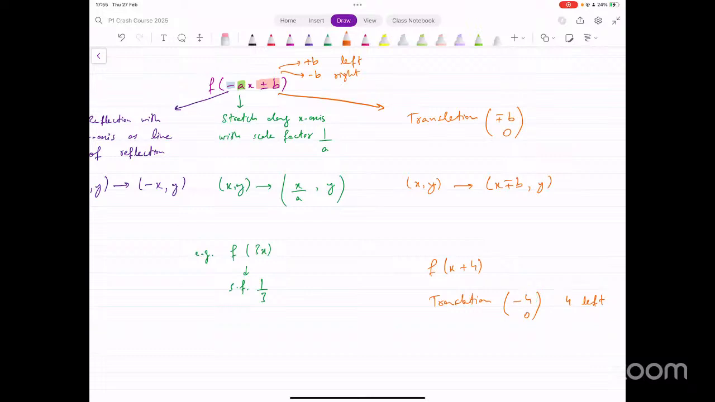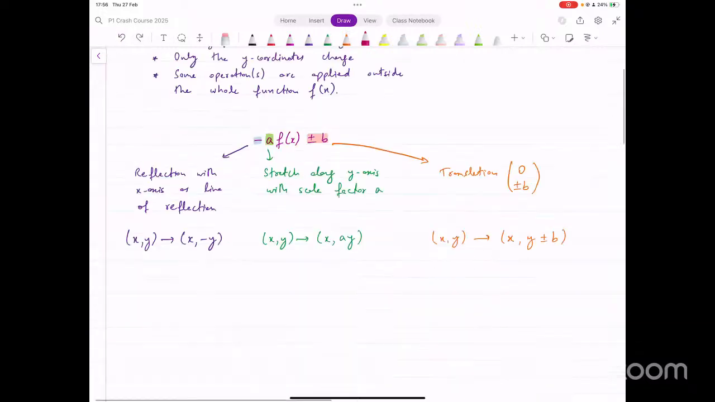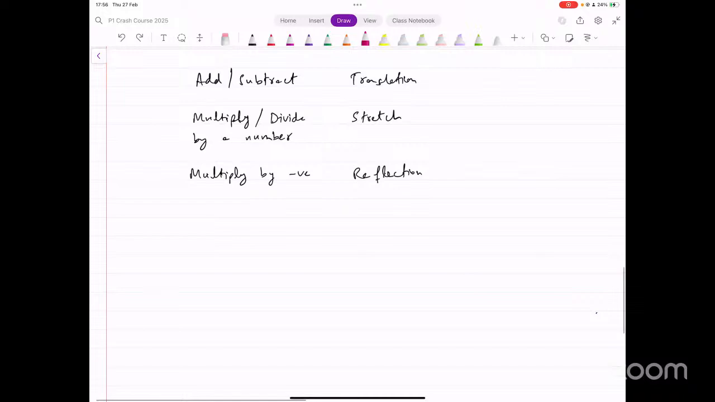So when you write it in the vector form, -4 means 4 left. However, in the function notation, if you have x plus 4 inside, +4 in the function notation would mean that you're going left. Okay, and -4 would mean that you're going right. In translation vector, it's different. So these are transformations that you need to know about. When you add or subtract something, you have translation. When you multiply or divide by a number, you have a stretch. When you multiply by the negative sign, you have reflection. When you do any of these operations outside the function, it's vertical. When you do any of these operations inside the function, that's horizontal.